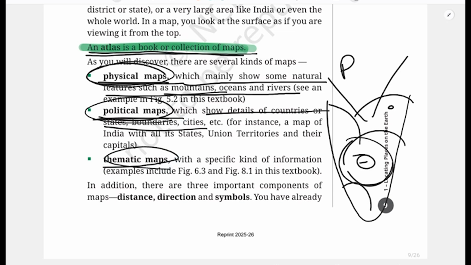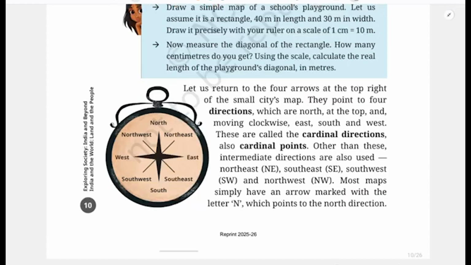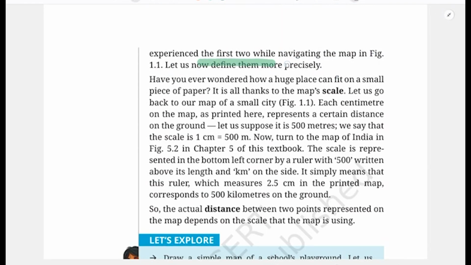Next is the thematic maps with a specific kind of information. They'll be concerned with a particular thing, for example, if you want to represent all the ports in a country or all the water bodies, so they are the thematic maps which have a particular theme in their representation. In addition to these, there are three important components of a map. Those three are as follows. And we have already experienced the first two while navigating the main components of the map.